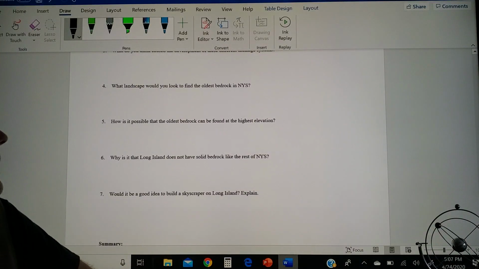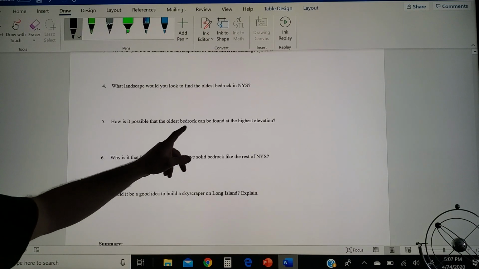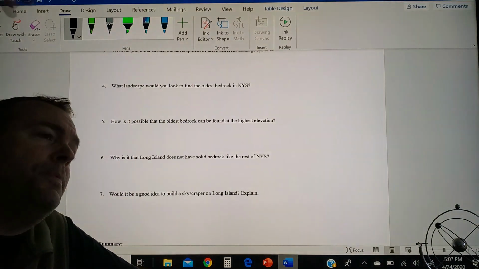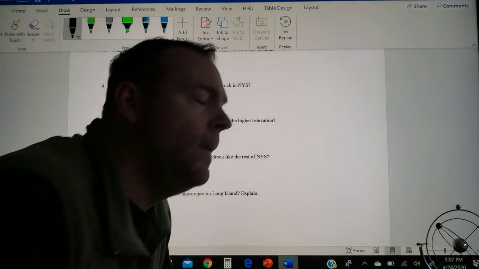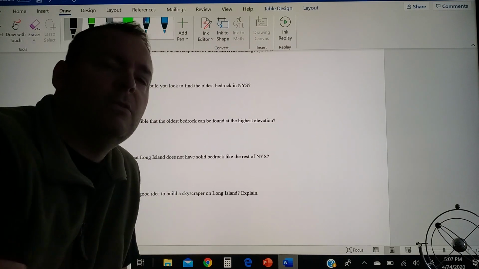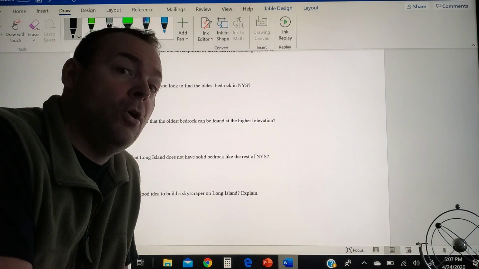Okay. Number 5, how is it possible that the oldest bedrock is at the highest elevation, right? You would think if it's high up, it would weather and break down. But that means the rock must be very tough. It must be very resistant rock, resistant to weathering, a very hard rock.